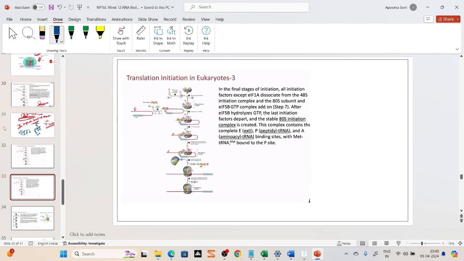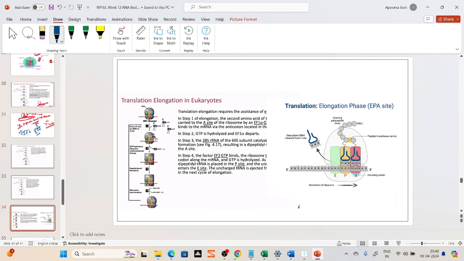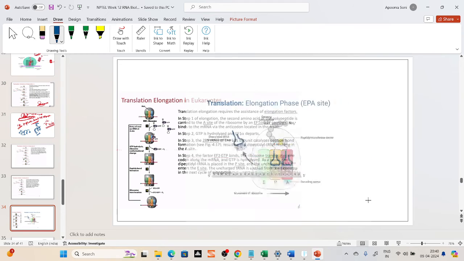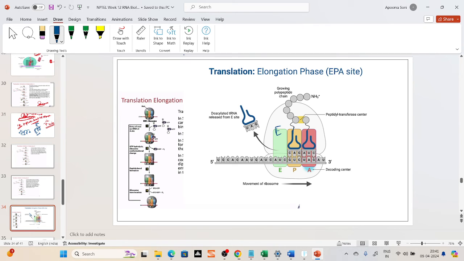Yeah, they have explained the initiation in 3 parts, but we will stick to what we have studied just now. Okay, this is what they are saying. EPA that we have already covered. Then comes elongation. Now you see here, what is elongation? What is happening? See, this is your E site. This is your P site and this is your A site.